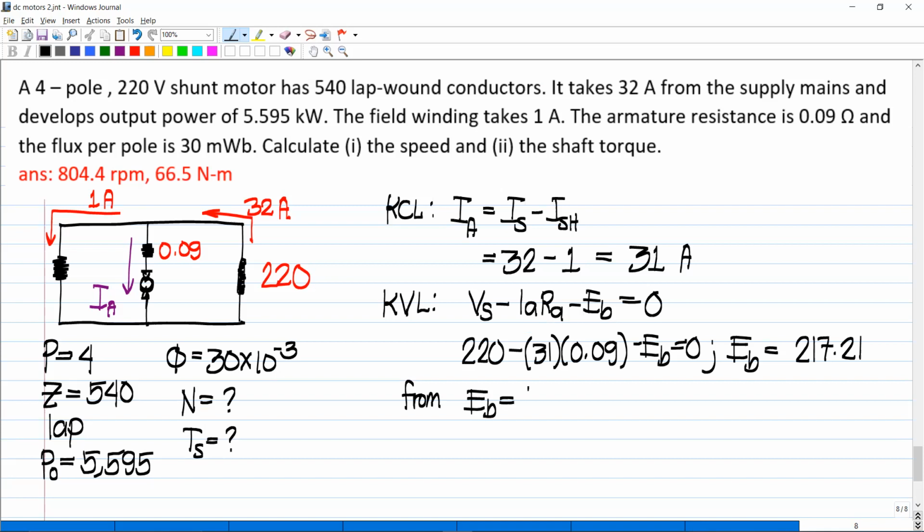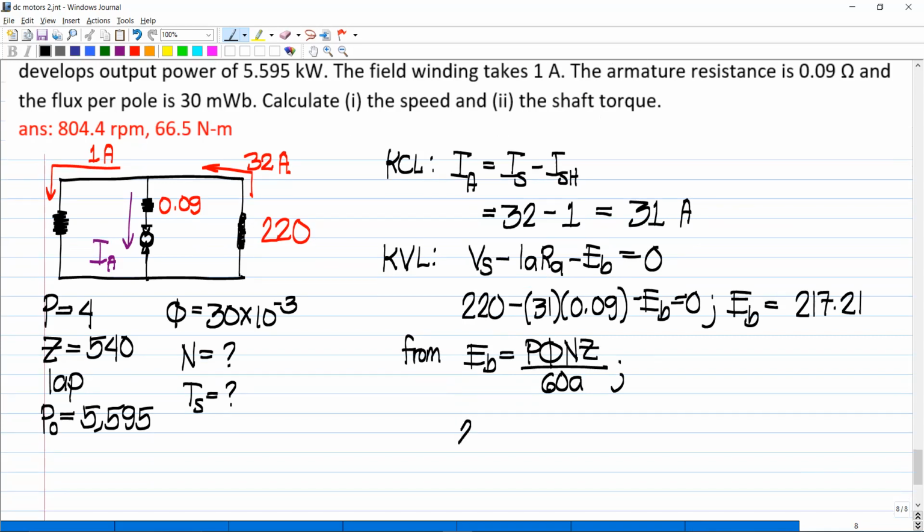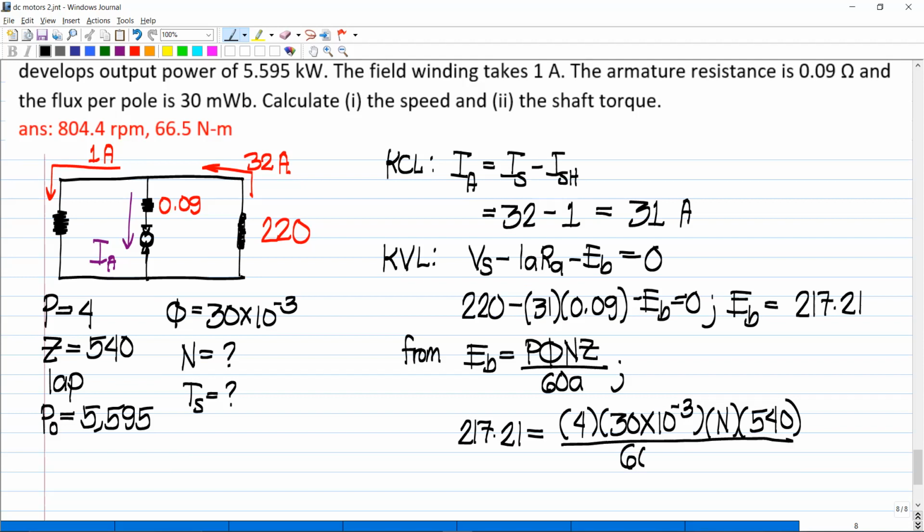Since we now have E back, we can again use the formula with the constants over 60A. The E back is equal to poles times flux, speed, conductors over 60A. So substitute: E back is 217.21, the number of poles is 4, the flux is given as 30 milli, so 30 times 10 raised to negative 3. We are solving for the value of letter N. And the value of Z is 540, over 60A.